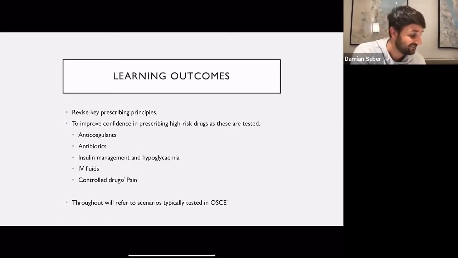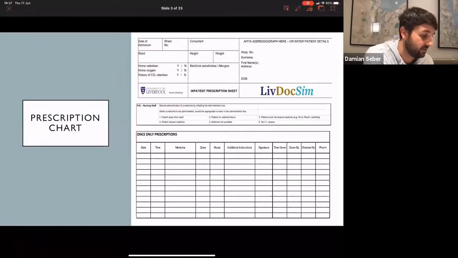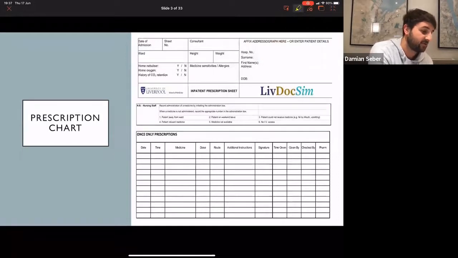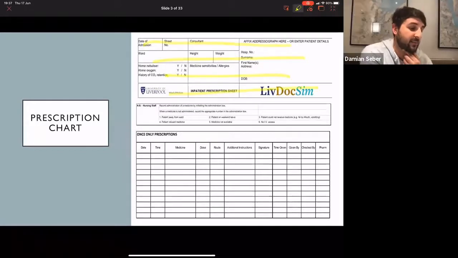Okay, so this is the prescription chart that you'll get in your OSCE, the front of it, and one of the most important things is to make sure you get all this information on your prescription sheet filled out. There's so many marks.